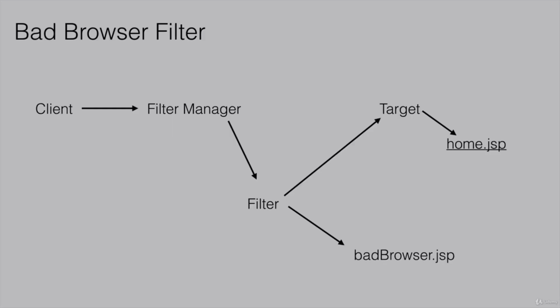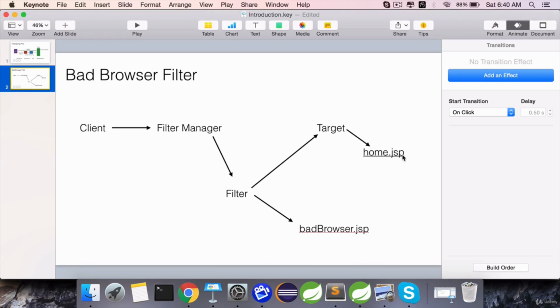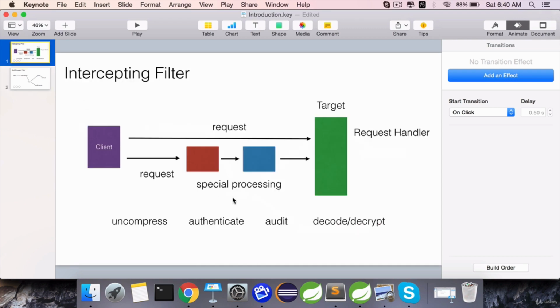So that is the responsibility of the filter. In this case, the target is the home.jsp. So to summarize, we use an intercepting filter pattern to do some special processing before the request reaches the target.